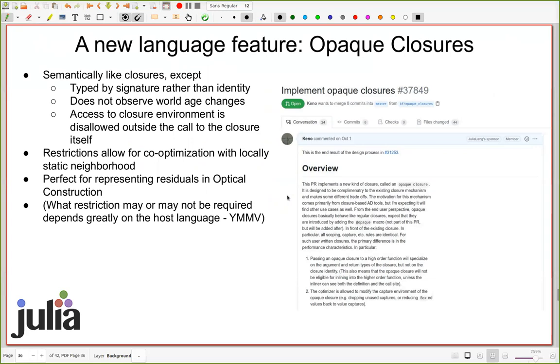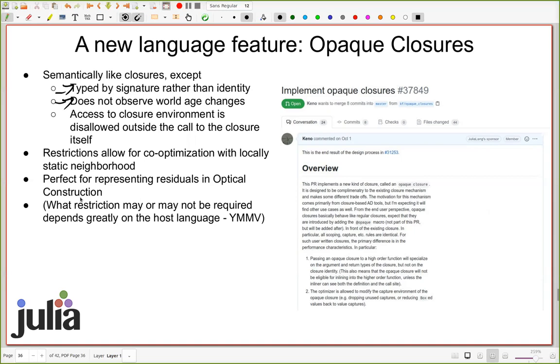Opaque closures look like closures, but they have some fairly subtle semantic differences. For one, they are typed by signature rather than identity. I'm not going to go into details, both for lack of time and because it goes into language design details of Julia that are a whole separate talk. They do not observe world age changes. World age is a mechanism that allows dynamic modifications of method tables. So if you capture something and then later redefine something, opaque closures, unlike regular closures, will use the old version of the function rather than the new version of the function.